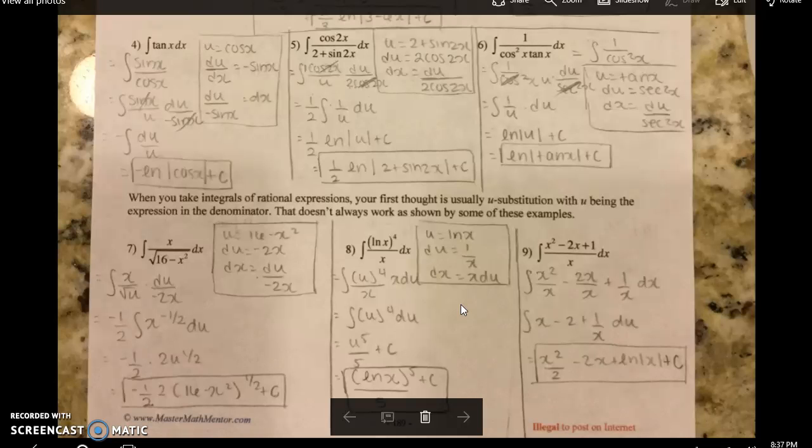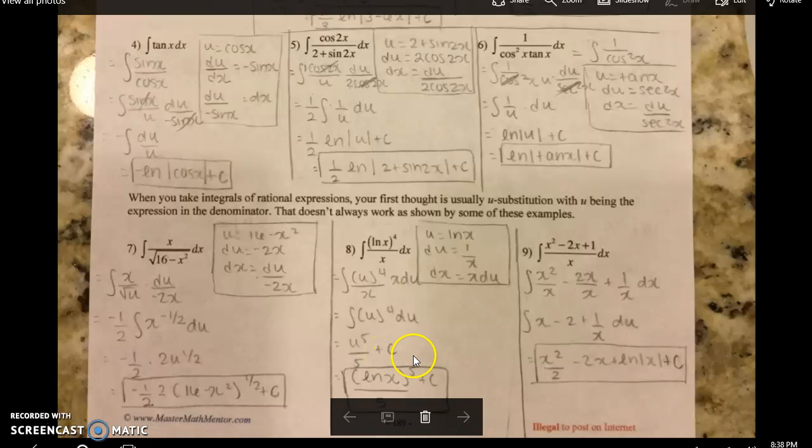And then the x's cancel out, so these two cancel out, and you're left with u to the power of 4 times du. And then we do the plus 1 over, like you add 1 to the power over the value that you get. So you add 1 to the 4, so you get u to the power of 5 over 5 plus c.